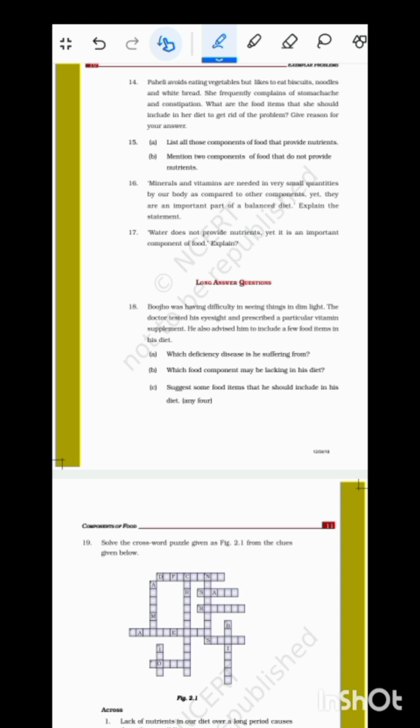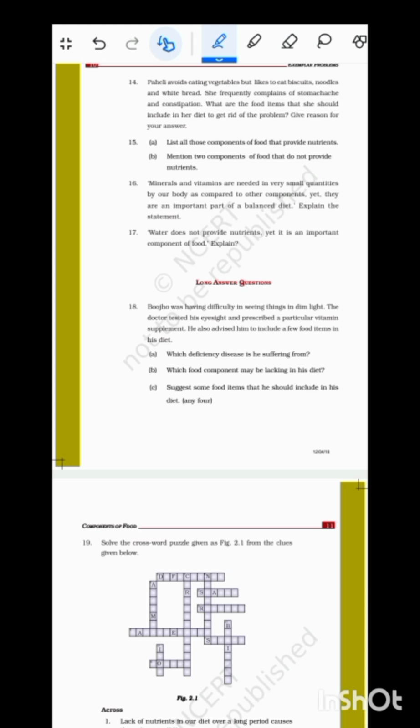Question number 17. Water does not provide any nutrients, yet it is an important component of food. Explain. Water is a vital component of our food because it helps our body to absorb nutrients from food. Water helps in removing waste in the form of urine and sweat. Water transports nutrients throughout the body. Water helps to maintain the body temperature of our body.